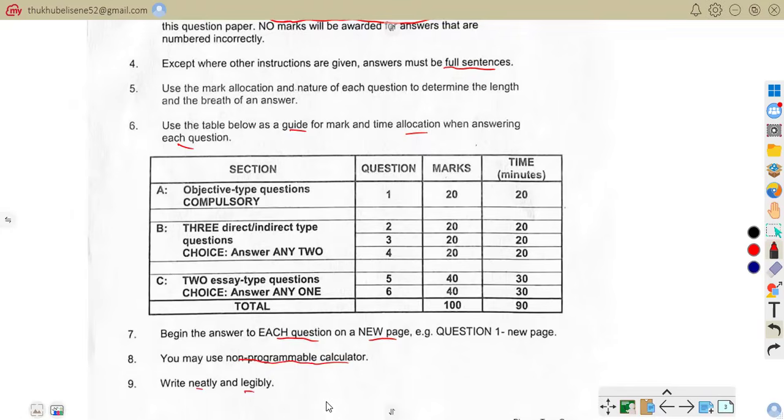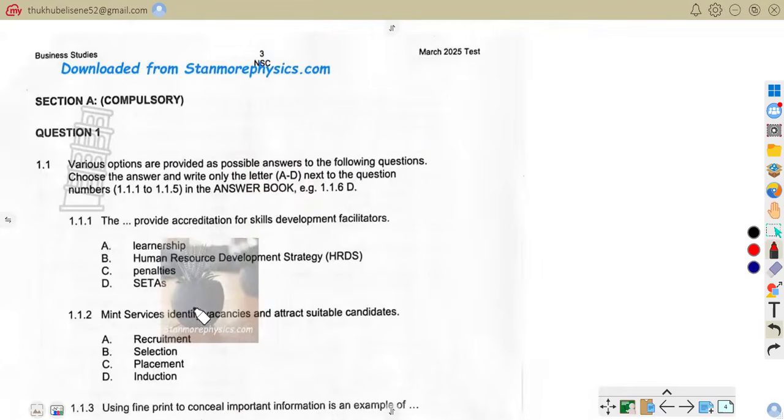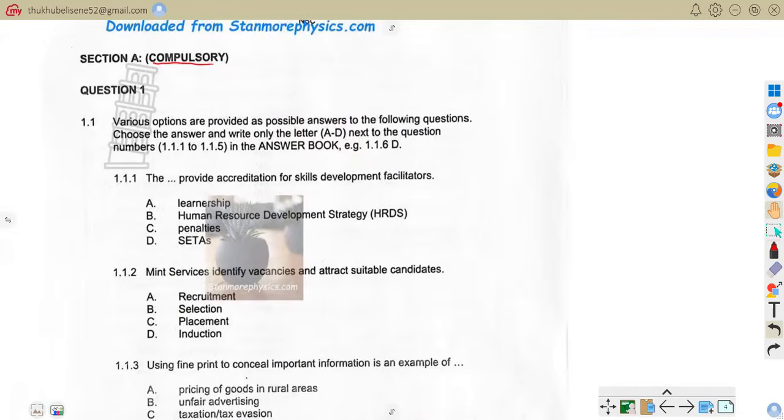So let us go to question 1, section A, the compulsory section that we have had on our instructions. Question 1.1. Various options are provided as possible answers to the following questions. Choose the answer and write only the letter A to D next to the question number 1.1.1 to 1.1.5 in the answer book. Example 1.1.6 D.